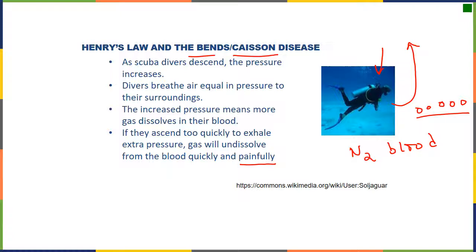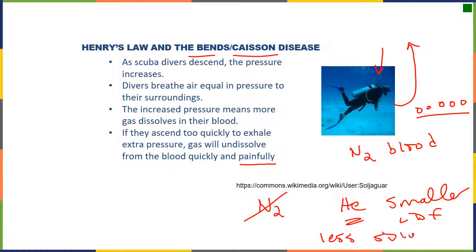We do a couple of things. We either come up very slowly and re-equilibrate, or we take the nitrogen in our air tanks and replace it with helium, because it has a smaller set of London dispersion forces, therefore it's less soluble in our bloodstream, which is mostly water.